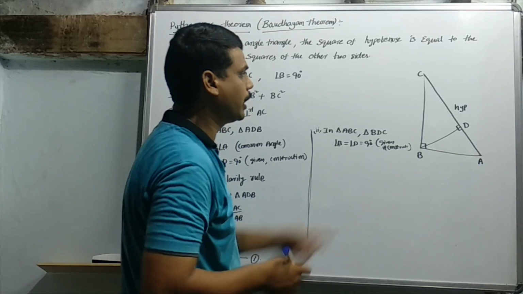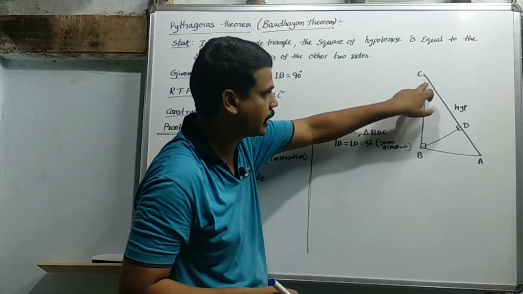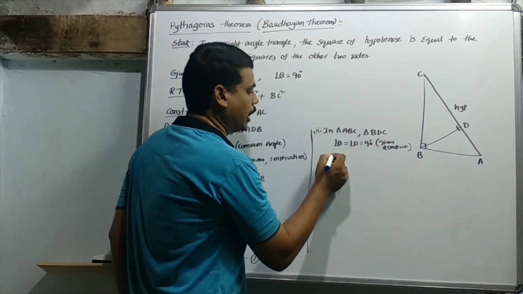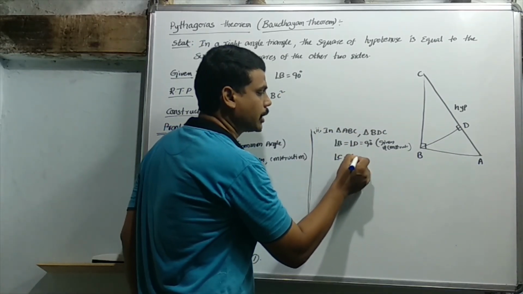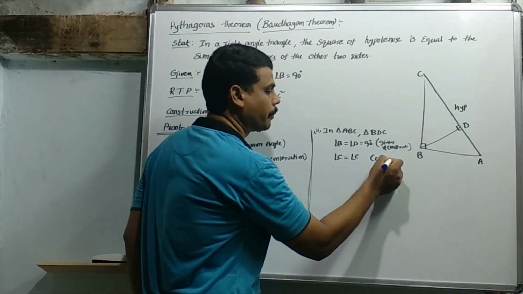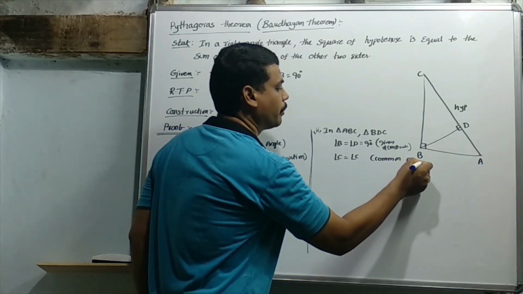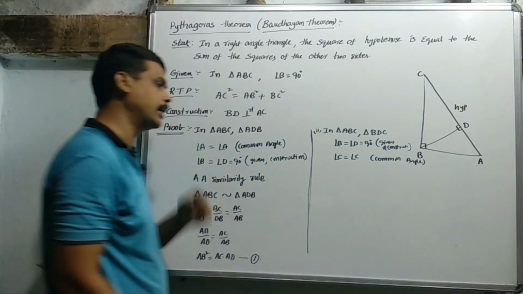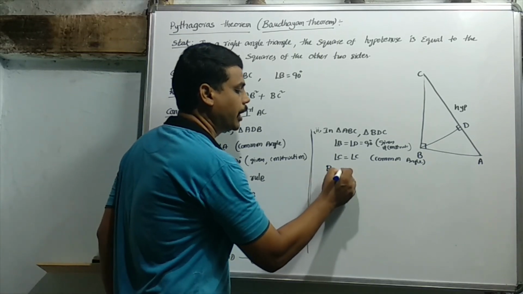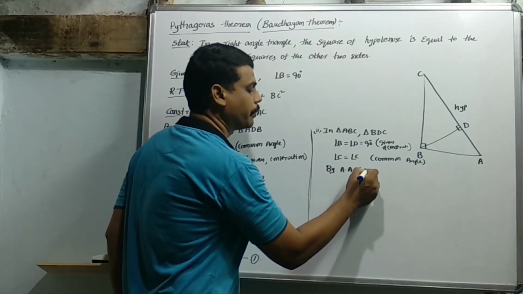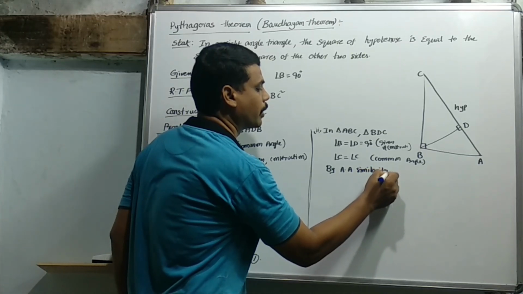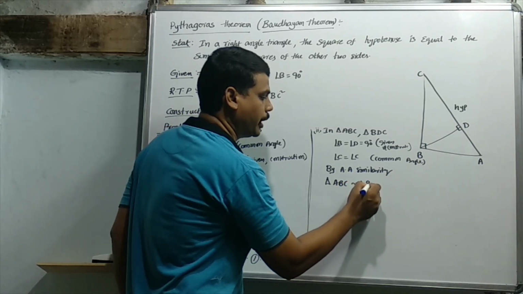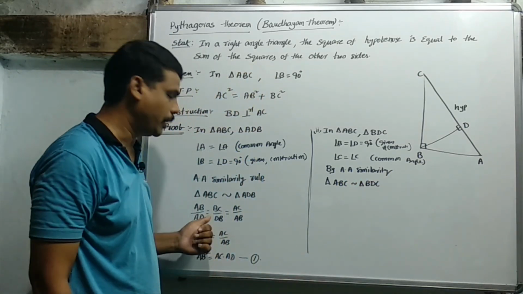And second part, you have to take that the angle C in this triangle and the angle C in the big triangle, both are equal. So angle C is equal to angle C, it is a common angle. Now you have to take that these two are similar, by the AA similarity rule. Triangle ABC is similar to triangle BDC.